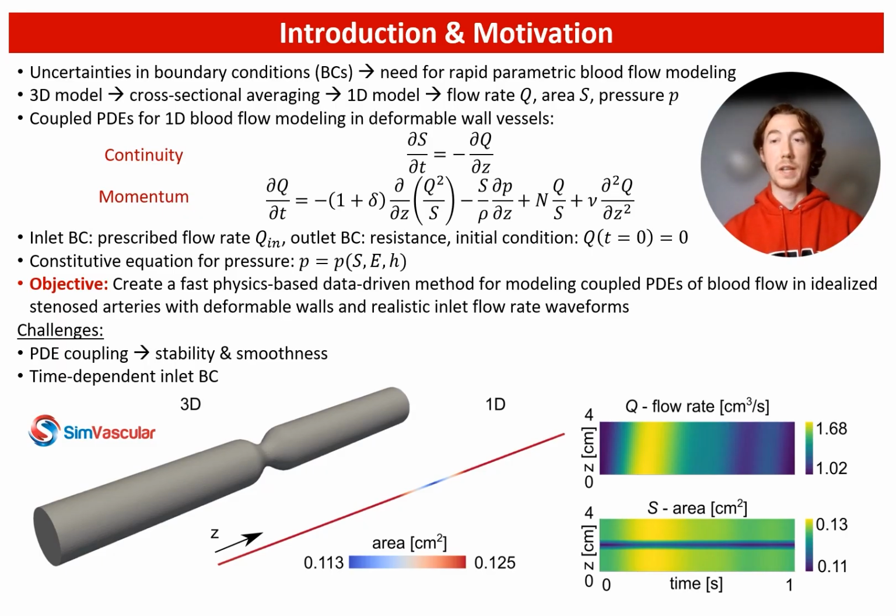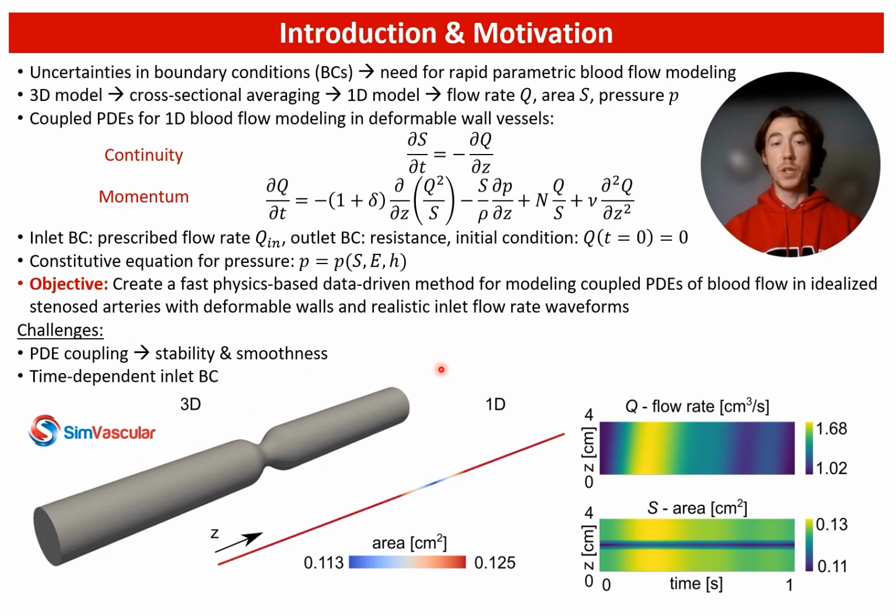Usually for doing cardiovascular modeling, we have a segment of a geometry like this one, for example. In this 3D domain, we solve the Navier-Stokes equations. However, at the inlet and the outlet, we have to prescribe certain boundary conditions. Usually at the inlet, we have a patient-specific inlet flow rate waveform. However, since these are patient-specific, these are hard to acquire, so there are a lot of uncertainties in these boundary conditions. This provides us a need for rapid patient-specific parametric blood flow modeling.